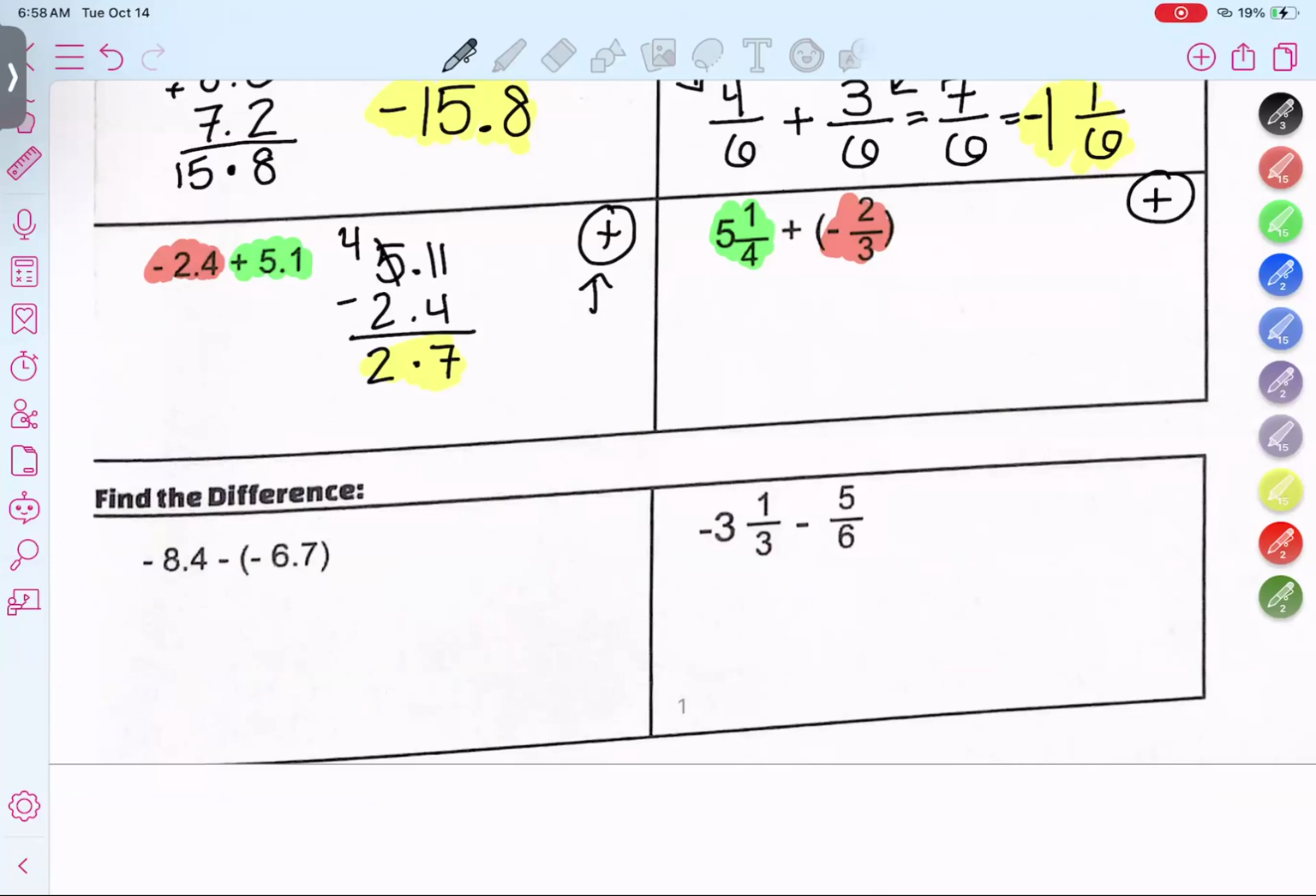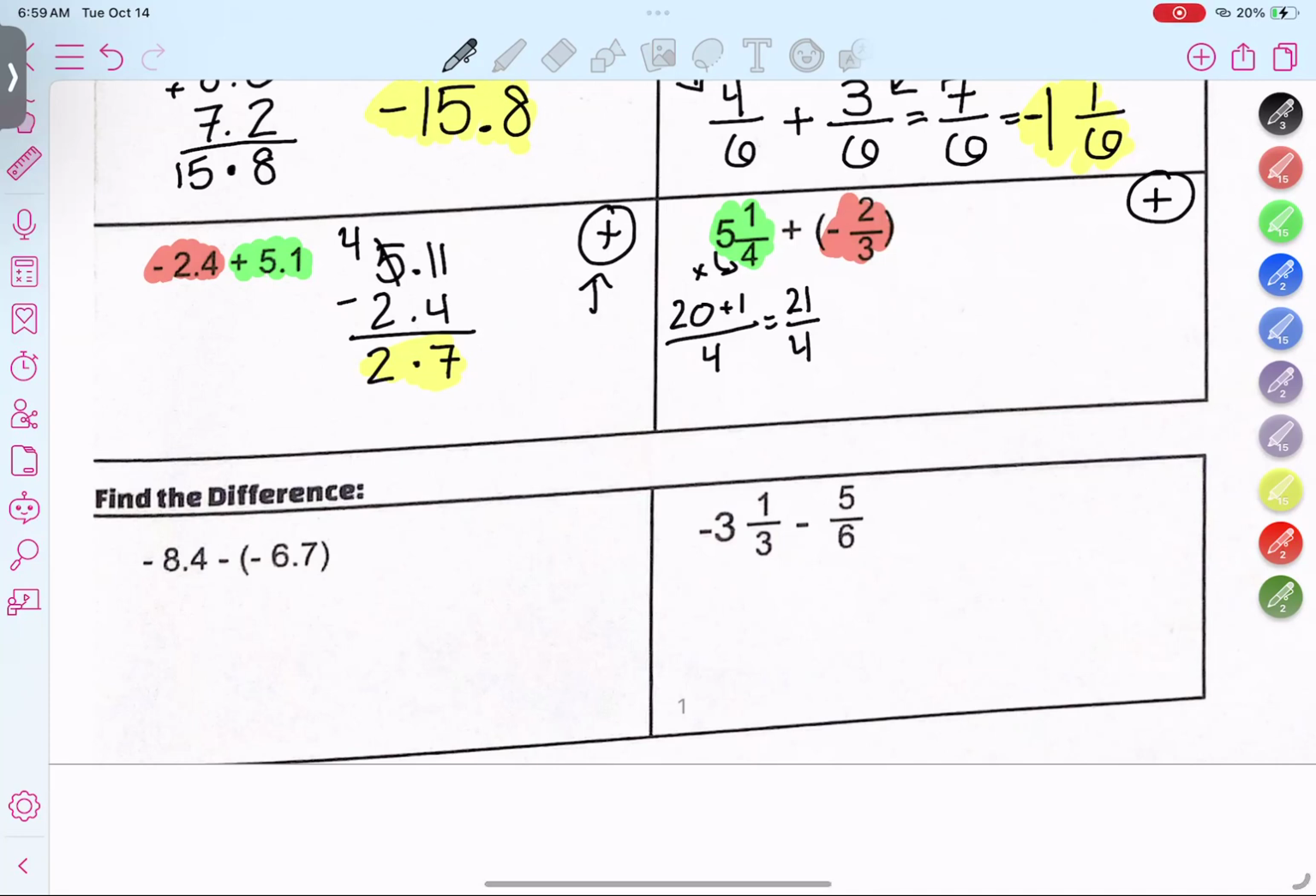Over here, I need common denominators, but even before that, I need to make sure that I have just fractions, right? I can't have this random whole number here. So we need to make that into an improper fraction first. So to do that, we're going to multiply the whole number by the denominator and then add the numerator. So I'm going to do 5 times 4, which is going to be 20, plus the 1 over the 4. So I'm going to get a 21 over 4.